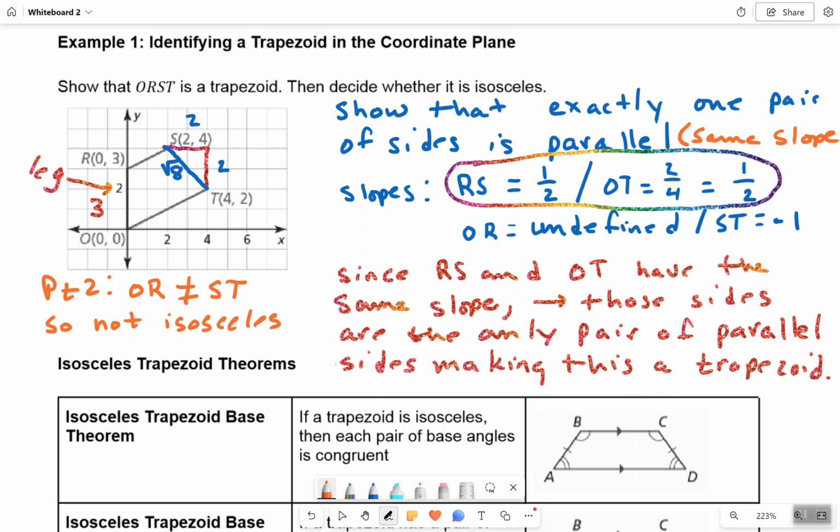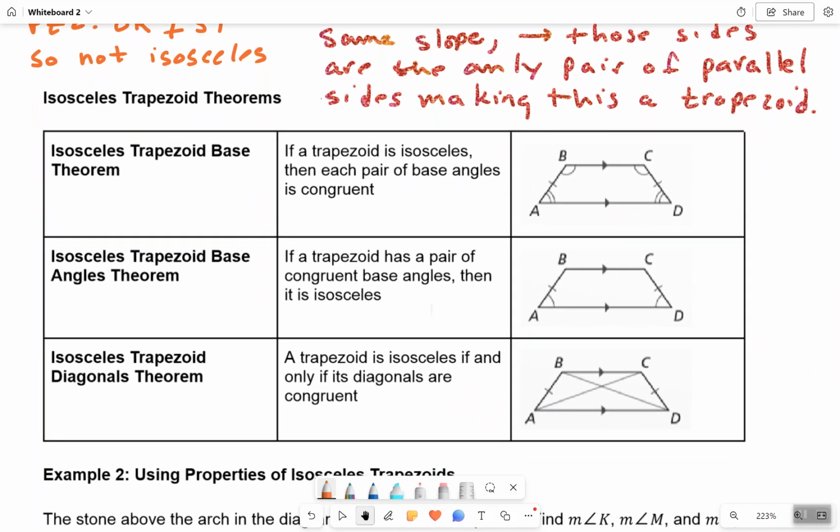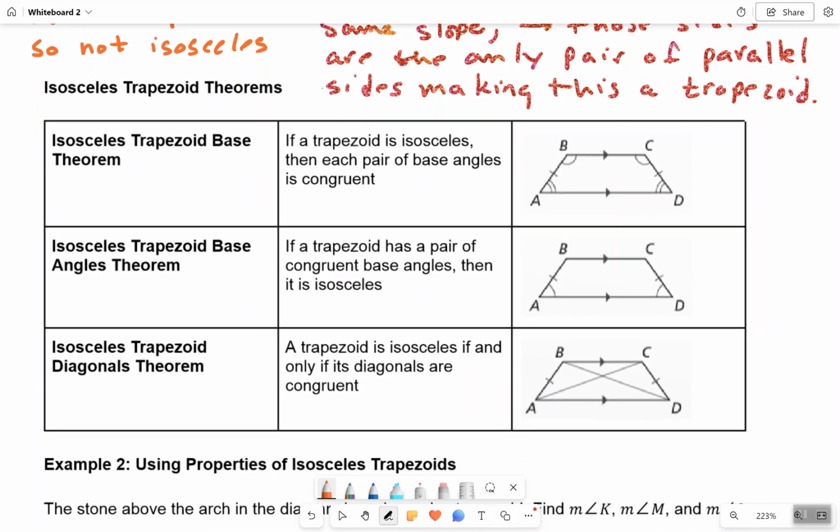All right, so we kind of understand what an isosceles trapezoid is. In that case, it wasn't an isosceles trapezoid up there in example 1 because the legs weren't equal, but it was a trapezoid because you had one pair of parallel sides. Let's talk about some isosceles trapezoids, kids. First one is called the isosceles trapezoid base theorem. It says if a trapezoid is isosceles, so the legs are the same, what's true about angles A and B? And B and C are what?